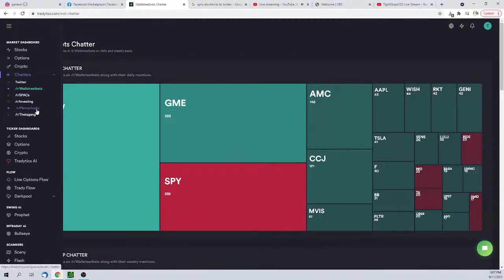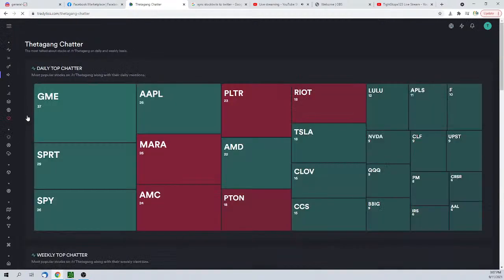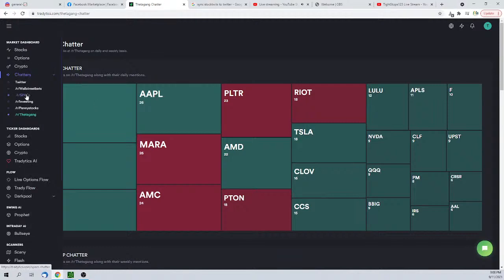There's a SPACs room, penny stocks room, which I don't ever look at. I don't know anything about this Theta gang, but it's in here. They don't have enough mentions for me to care too much about. I mean, 37 mentions of GME Friday, not that important to me. So we'll start getting into kind of the good stuff here.